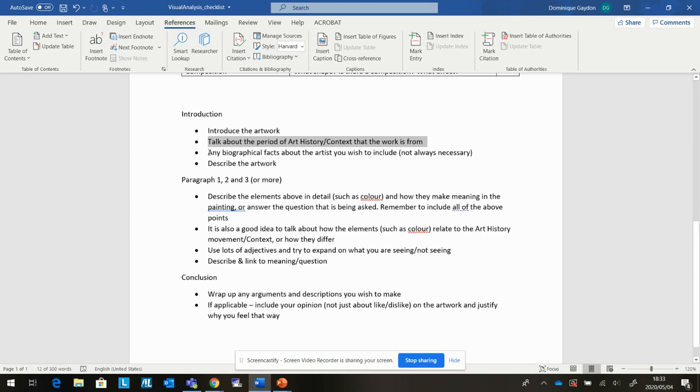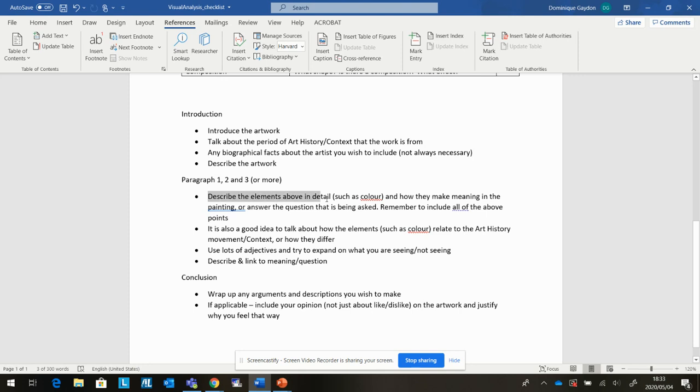Include any biographical facts about the artist you wish to include. This isn't always necessary, but if you feel like it'll help us to understand the artwork in more detail, feel free to include it. And then here, describe what you see. So the painting we'll look at is a landscape scene with some melting clocks. Tell me exactly what you see, and then we go into more detail.